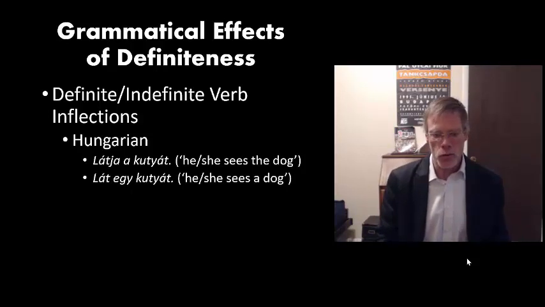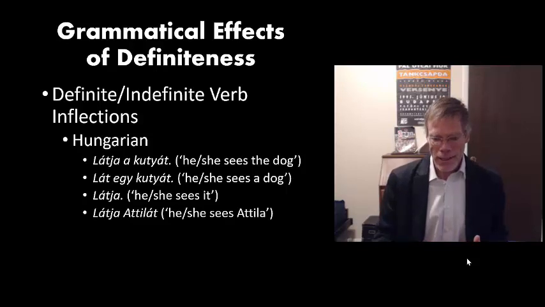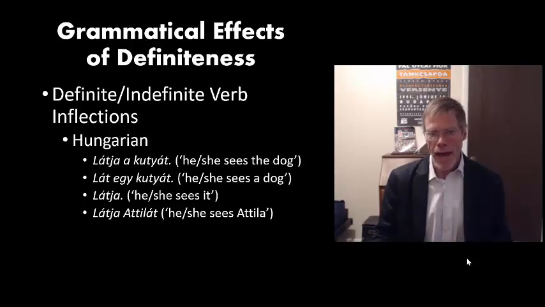On the other hand, if it were a dog, then you would take a different inflection, just simply lát. Lát egy kutyát. So now it's he, she sees a dog. And if you just say látja with that definite inflection on the verb, but no object, then it's understood, again using pro drop, as he, she sees it. Látja Attilát would be he, she sees Attila, and Attila is then the object. That's a proper noun, and that's considered definite.